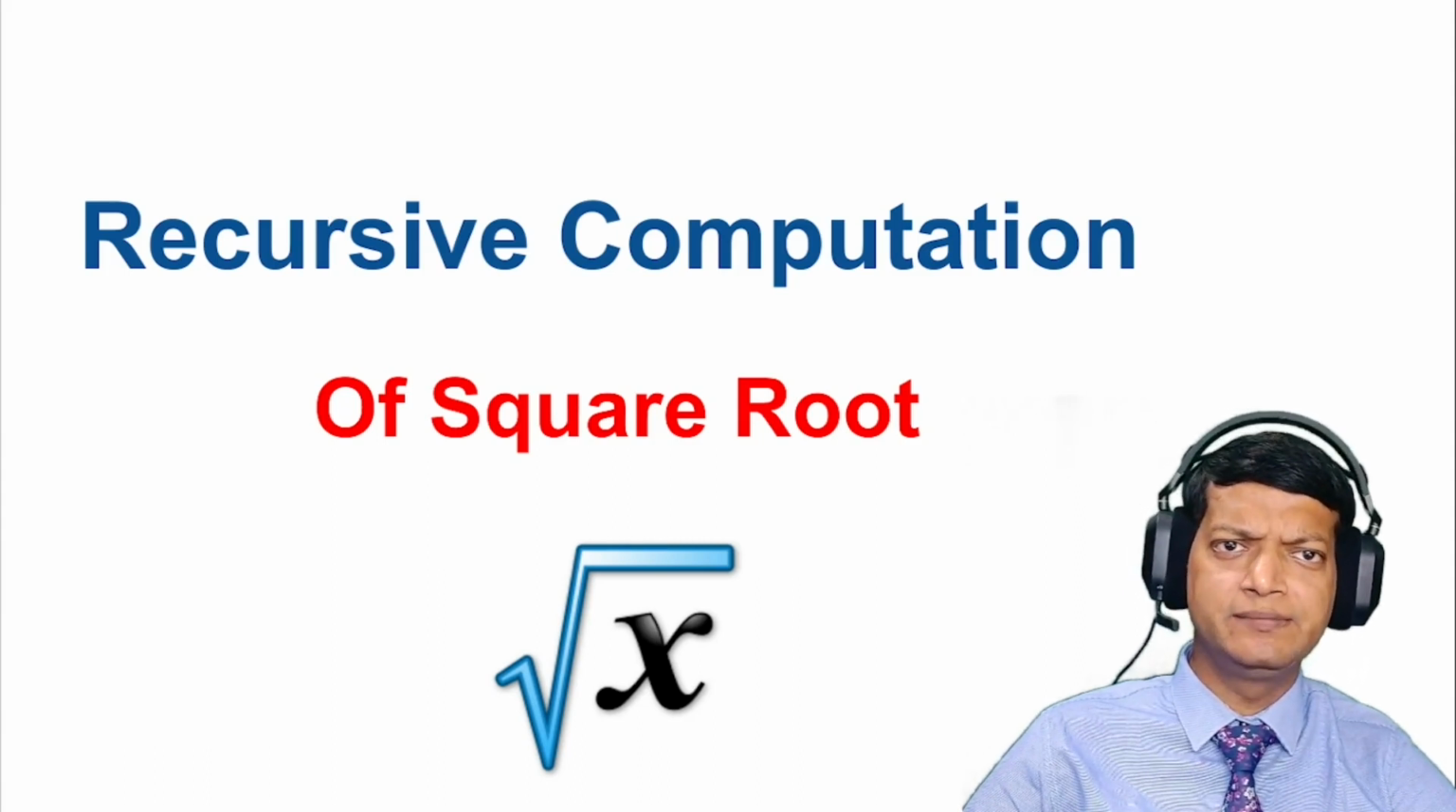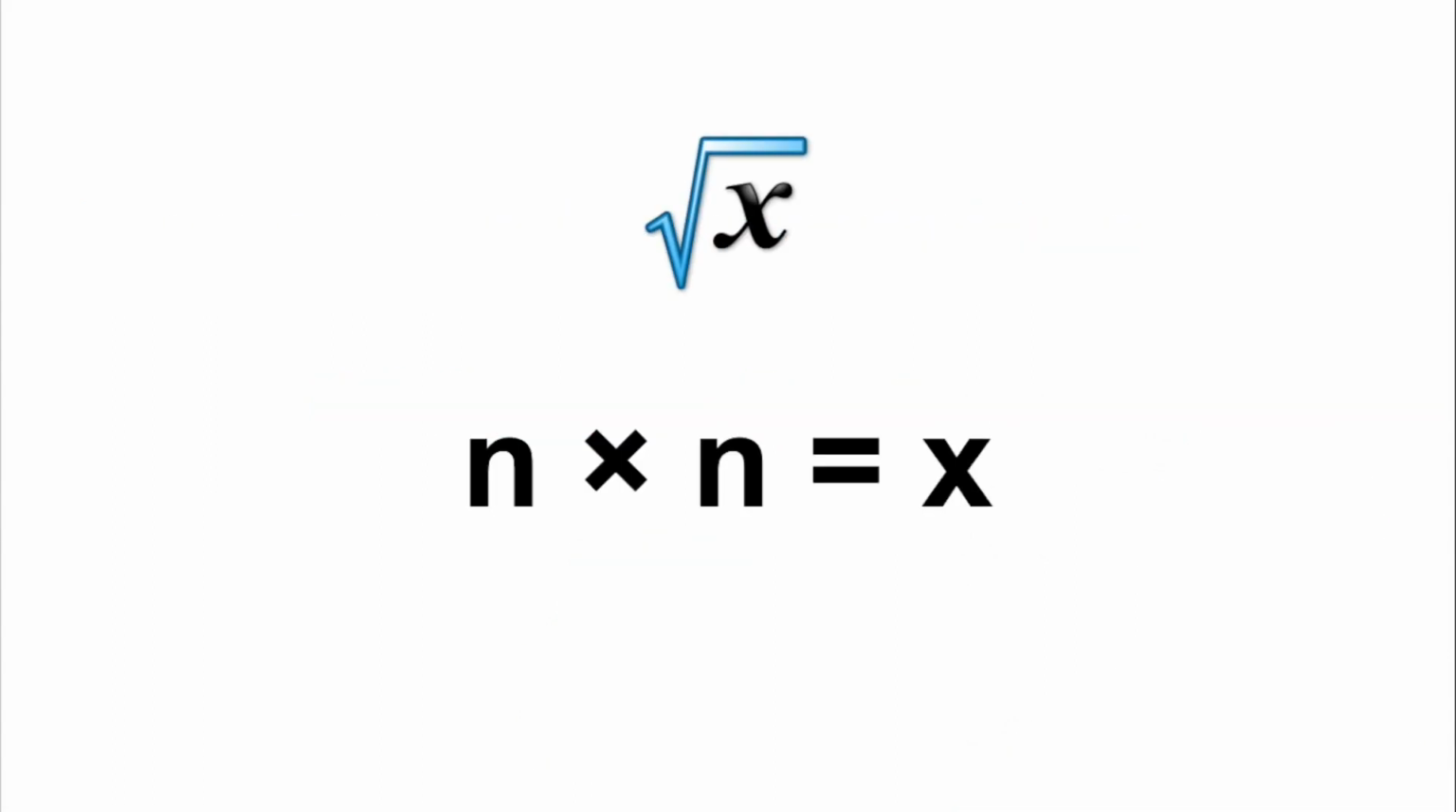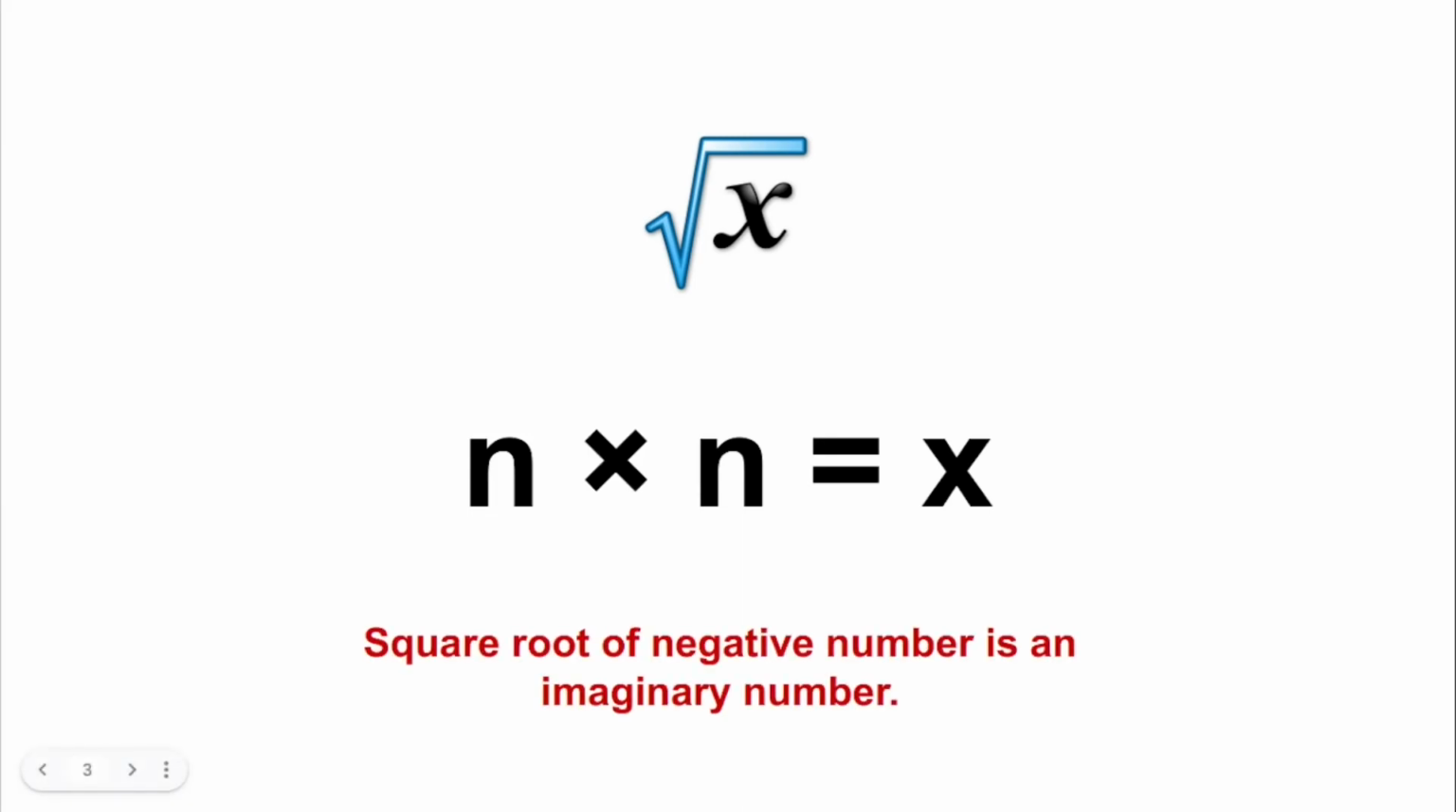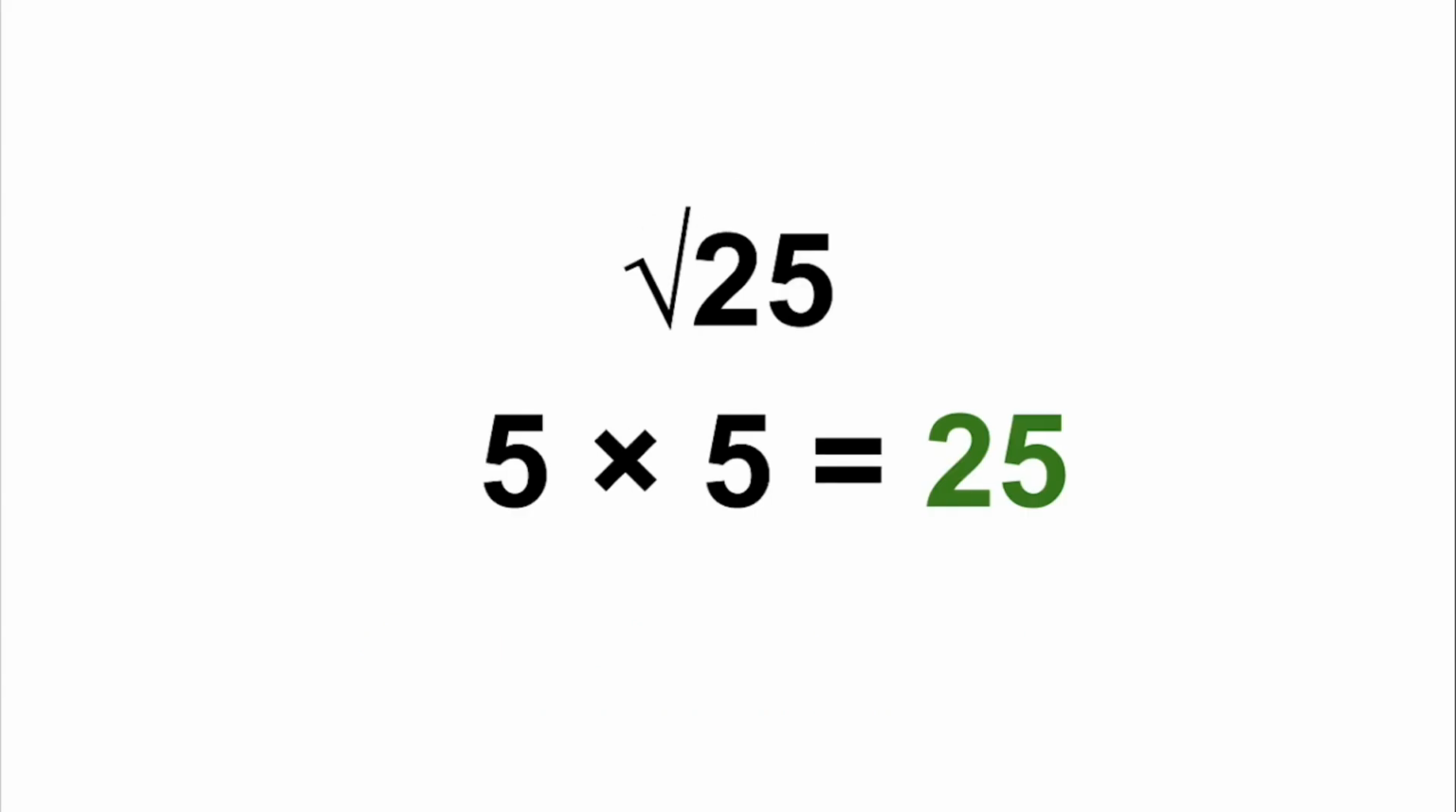So let's get started. A number n is said to be square root of x if n multiplied by n is equal to x. Here I would like to emphasize that the square root of a negative number is an imaginary number, and for the purpose of this discussion, we'll only be considering the square root of numbers more than or equal to 0. For example, the square root of 25 is 5, as 5 into 5 is 25.